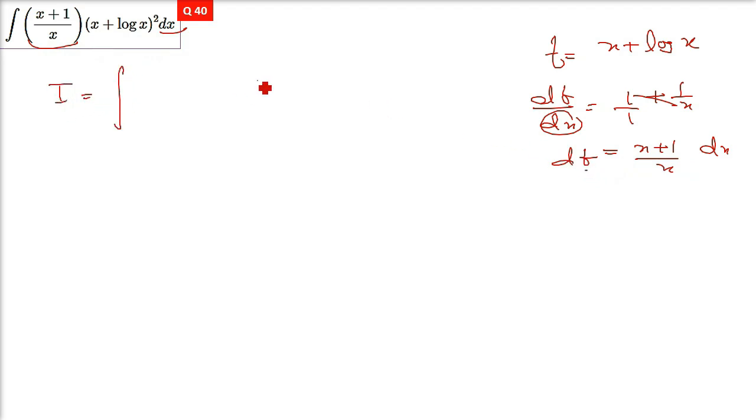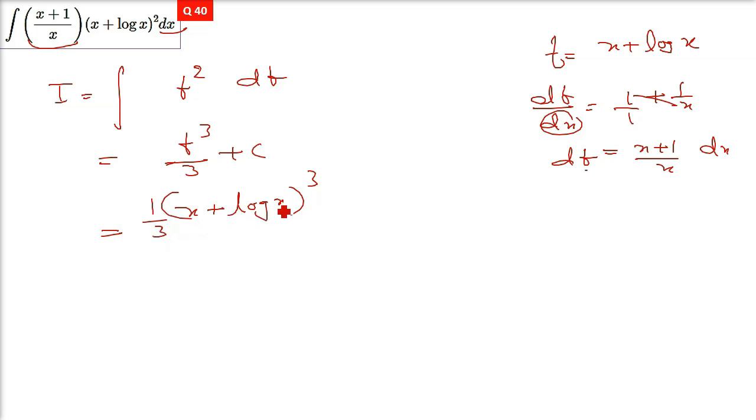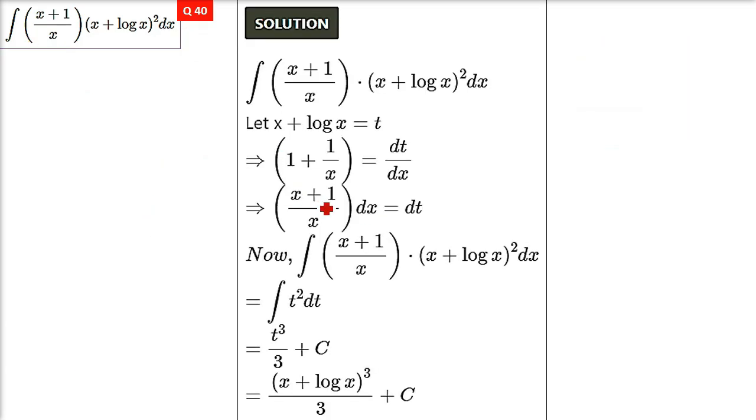So let me write it here. It will be dt in place of (1 + 1/x) dx, and then (x + log x) square will be t square. This will be t raised to 2 plus 1 divided by 2 plus 1, so t cube by 3 plus c. So in place of t you can write (x + log x) whole cube, and 1 by 3 already there, plus constant of integration. So this is how you are going to write it.